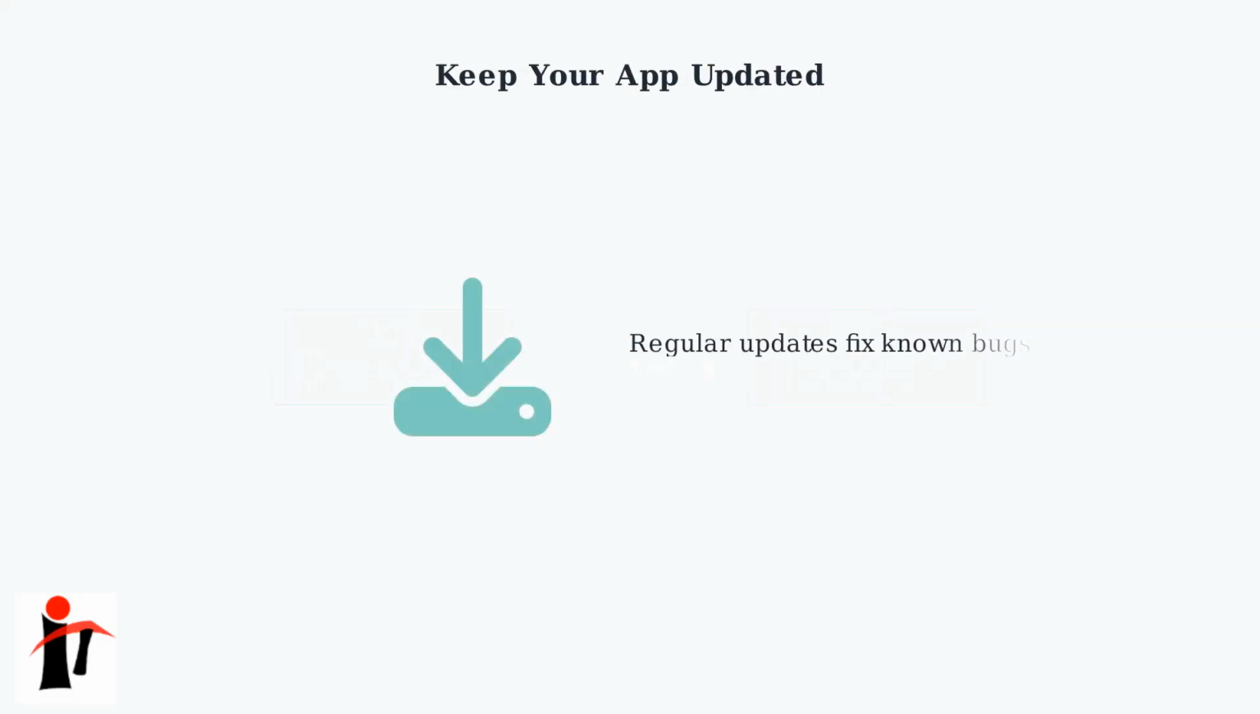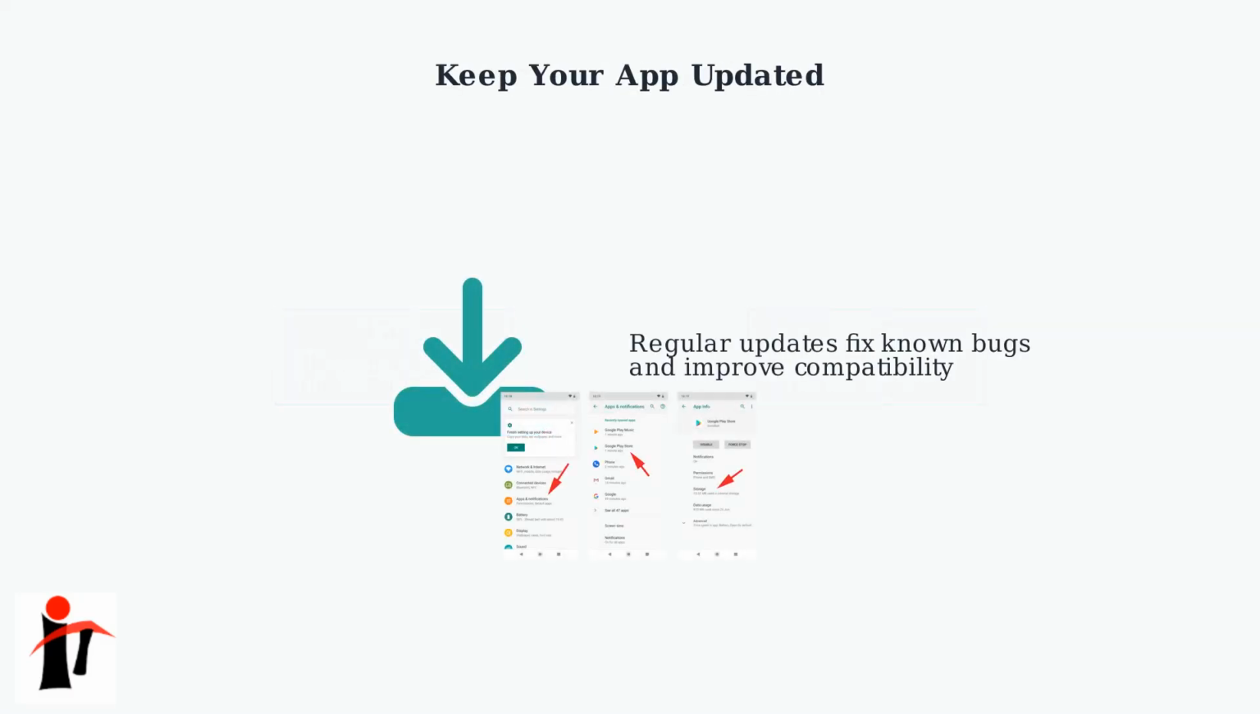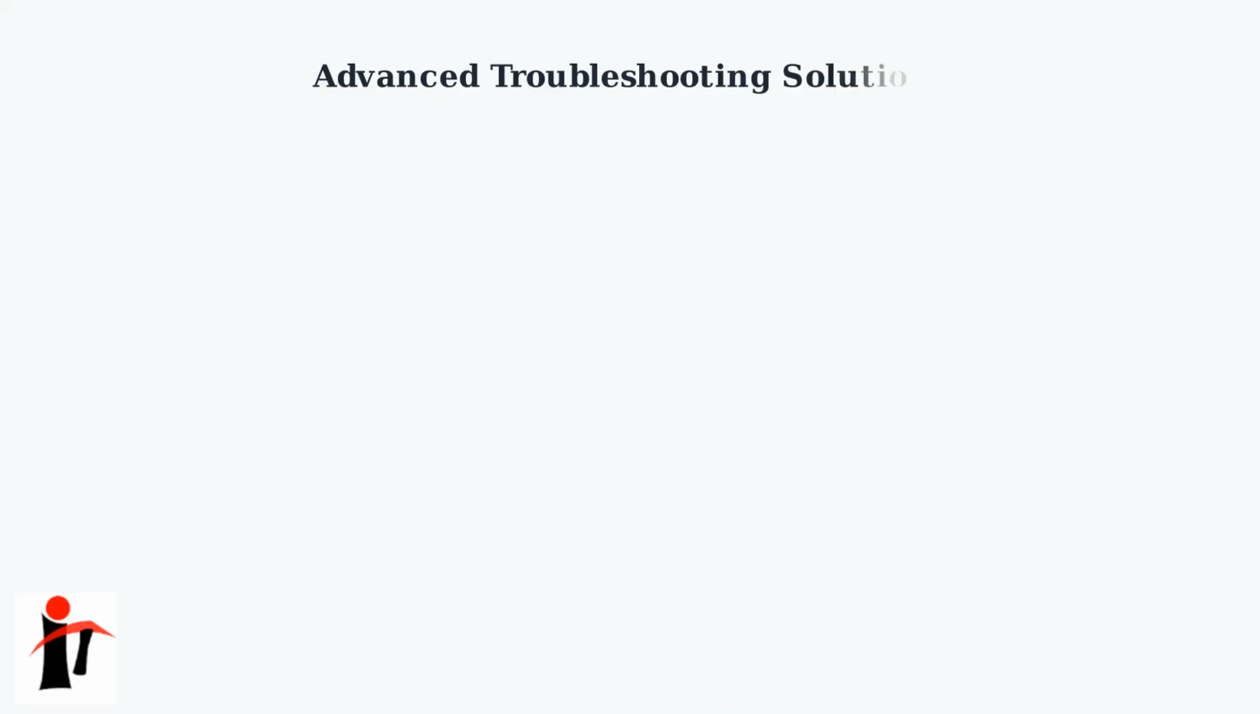Finally, always keep your Meta Business Suite app updated to the latest version. Regular updates include fixes for known bugs and ensure compatibility with current operating systems, preventing many network error issues before they occur. When basic troubleshooting steps fail to resolve Meta Business Suite network errors, it's time to implement advanced solutions that target deeper system-level issues.